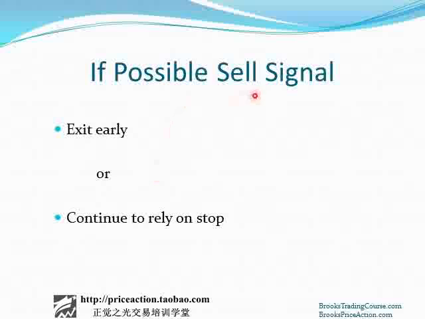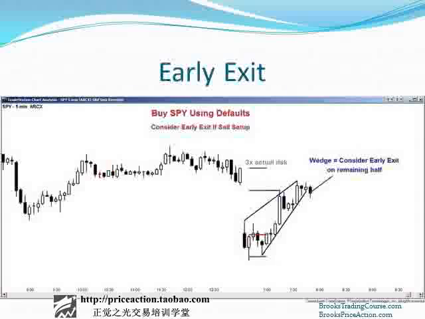You have 200 shares remaining. If you get a possible sell signal, you could either exit your remaining 200 shares and look to enter again later, or you could continue to hold and rely on your protective stop. Okay, so after you took off 200 shares, you have 200 shares left.